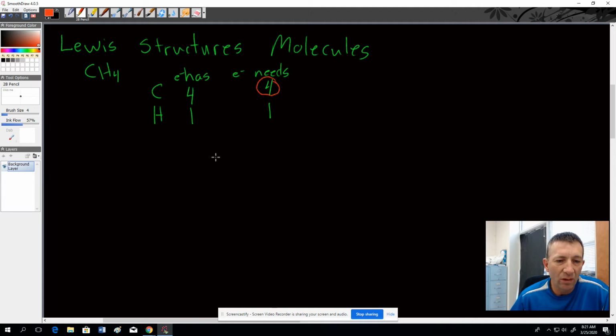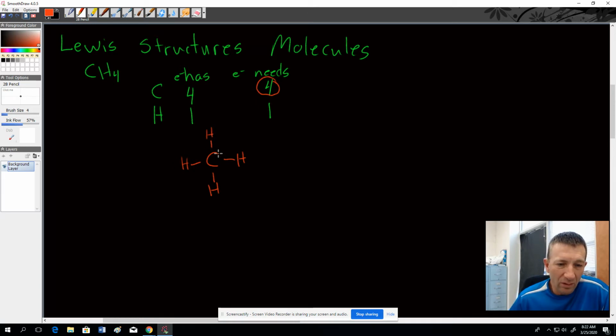So when drawing it, I'm going to start with carbon as the central atom, and then I'm going to put the hydrogens around it. Each hydrogen needs 1, so it's going to share 1 with carbon. That hydrogen is going to share 1, that hydrogen is going to share 1, and that hydrogen is going to share 1.